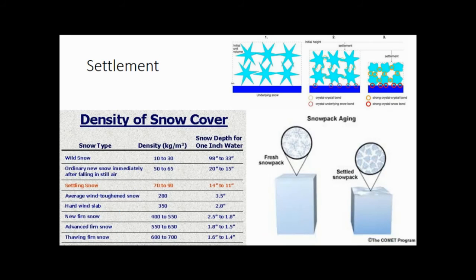Wild snow, that's a weird term, but it's basically snow before it touched the ground. So snow while it's in the air is basically nothing. It's 10 to 30 kg per cubic meter. So that's not much. And then with time, with settlement, the overwhelming weight of the snow above, they're going to get crunched and break into each other. They're going to start changing.